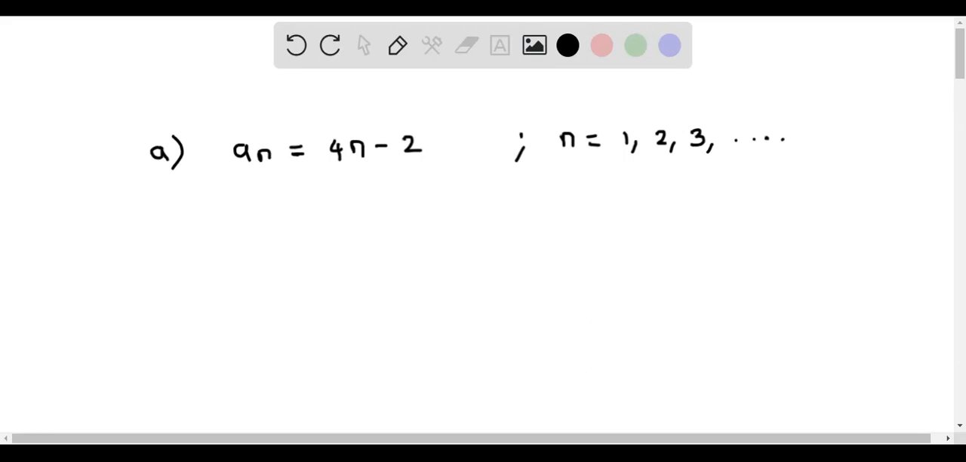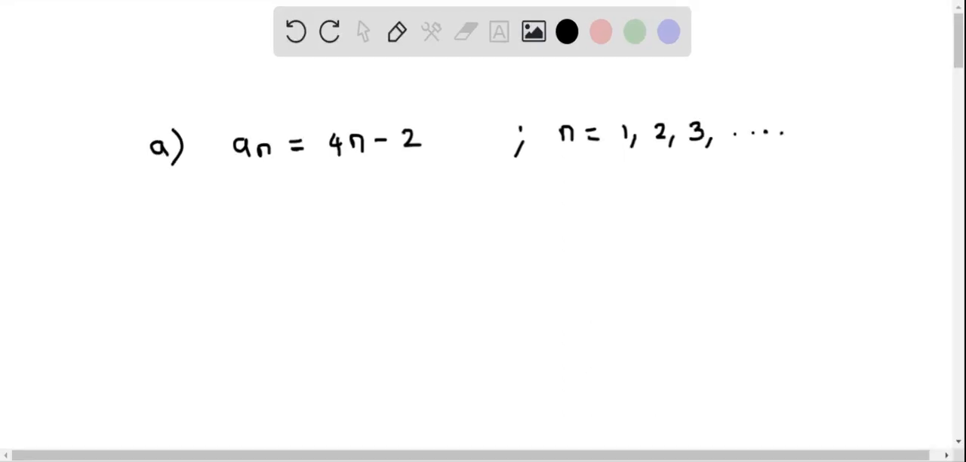Let's do part A. So first, we will write the sequence using this sequence formula, that is a_n equals 4n minus 2, and n goes from 1, 2, 3, and so on. So first, I'm going to plug in n equal to 1 into this formula. Therefore, this becomes a_1 equals 4 times 1 minus 2. And this equals 4 times 1 is 4, 4 minus 2 equals 2.